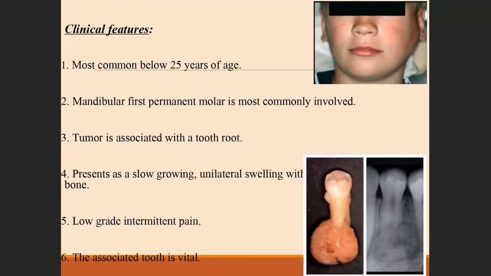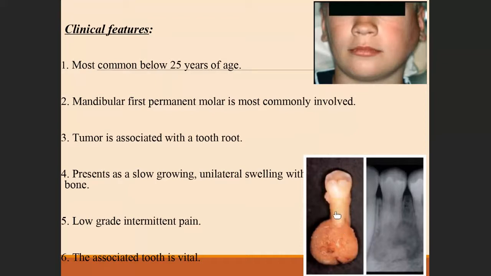Now we'll see what the clinical features are. Try to remember this clinical picture and the radiograph. See the age: it is during the second to third decade, with the maximum around 25 years of age. The tooth commonly involved is the mandibular first permanent molar. So it has more predilection for the mandible than the maxilla, and more commonly it involves the first permanent molar. And you can see the tumor is associated with the root of the tooth.